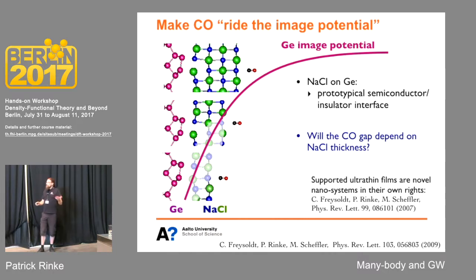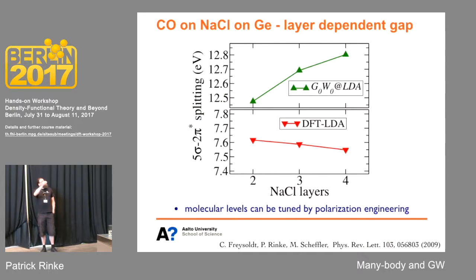Right? So what you would expect now is that the CO gap in this compound system becomes dependent on the thickness of the sodium chloride layer. And this is indeed the case, right? If you look at the GW results, we have the smallest gap for the thinnest layer, so when the CO is closest to the germanium, and then as we move it further away from the germanium, the gap of CO increases until eventually we'll recover the 13.1 for just pure sodium chloride. Right? So this proves that this renormalization is there and that it really is the image effect. Again, if you had done this just in DFT, then you would have missed it completely. There's no dependence on this, or if there's a slight dependence, it goes in the wrong direction.